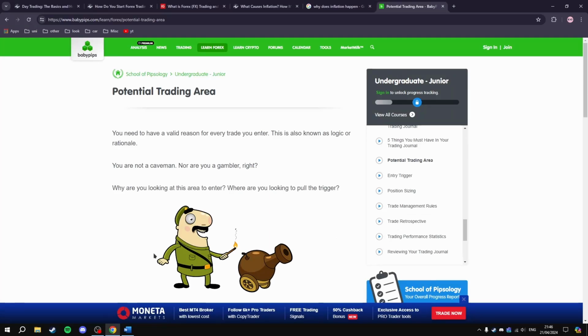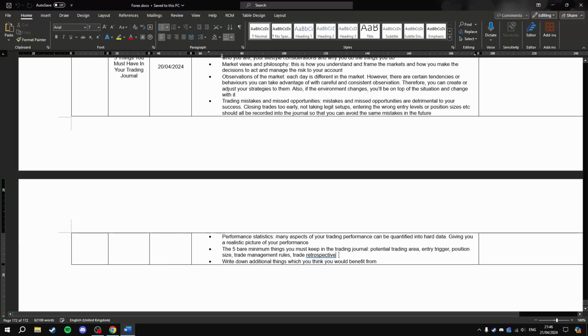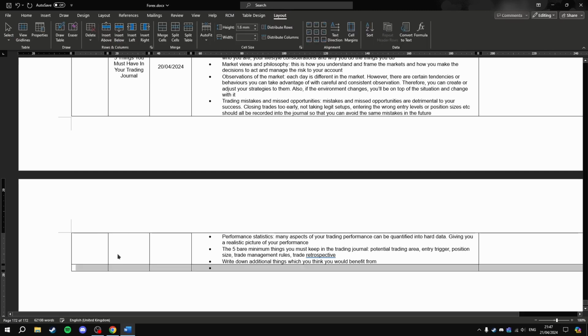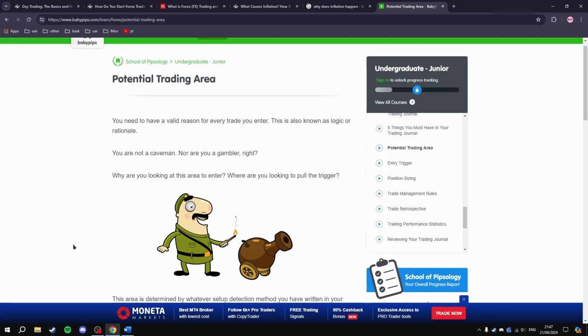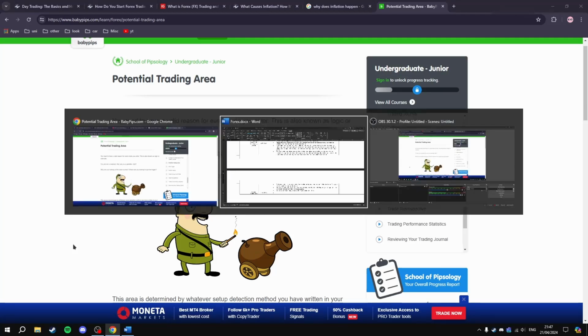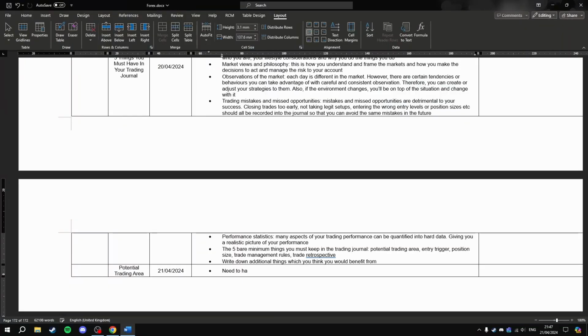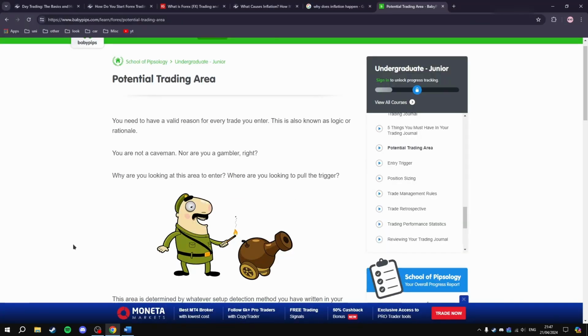So now we're on to potential trading area. Date is the 21st. You need to have a valid reason for every trade you enter. This is also known as logic or rationale.